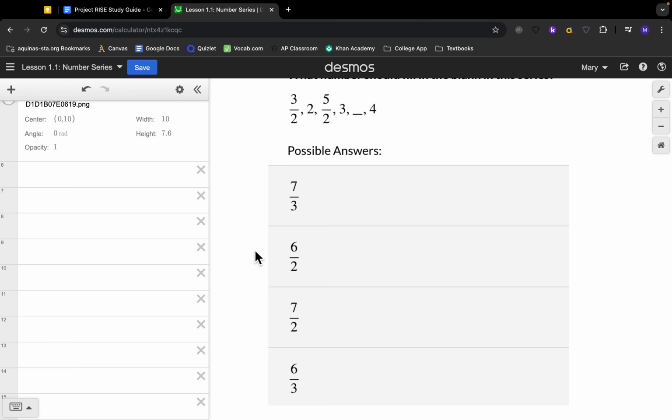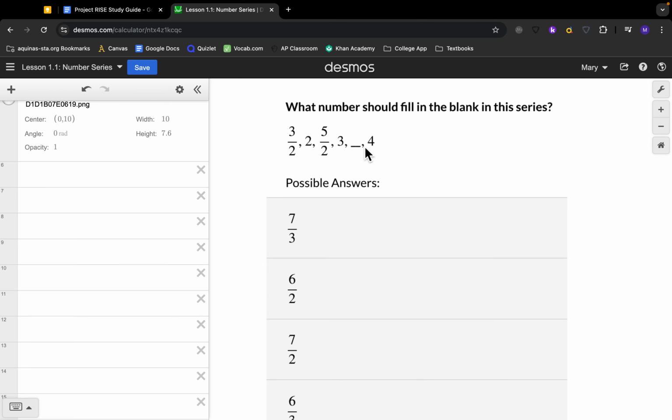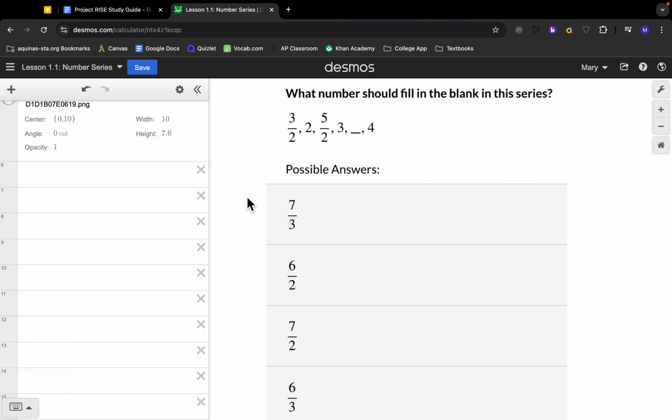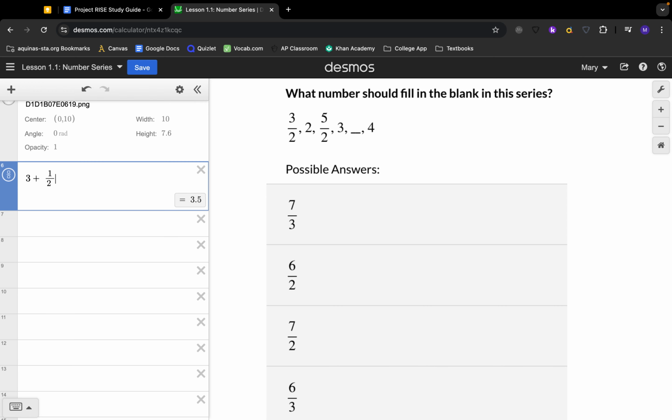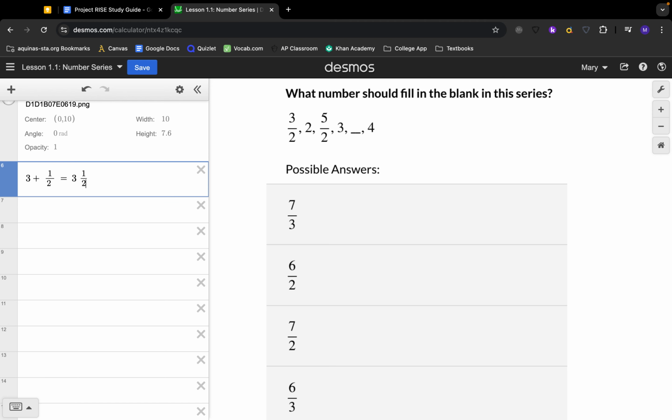So there's two main tricks in this problem. One, our blank is in the middle of the problem, and two, you have to do a little bit of converting. And what do I mean by that? Well, we know our answer is 3 plus 1/2, and that equals 3 and 1/2, but none of our answer choices say 3 and 1/2. So we have to find what it is equivalent to.